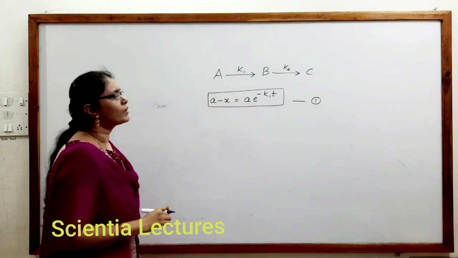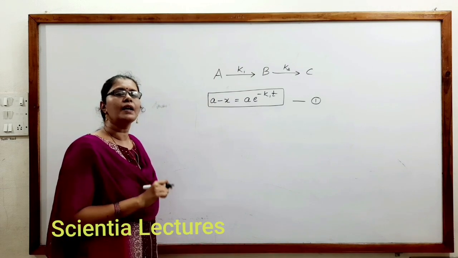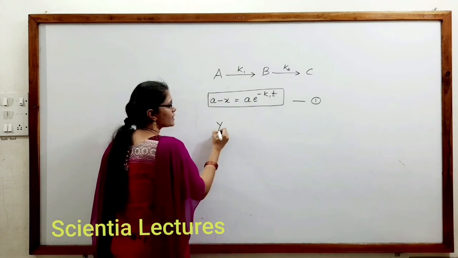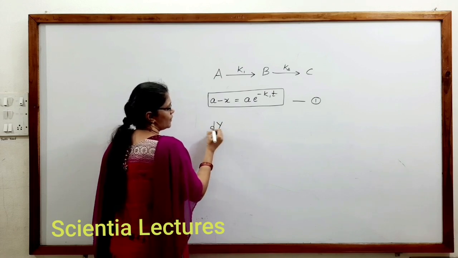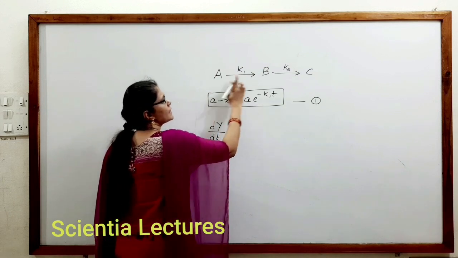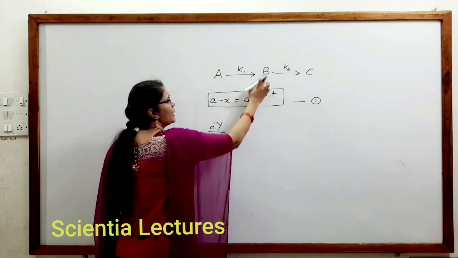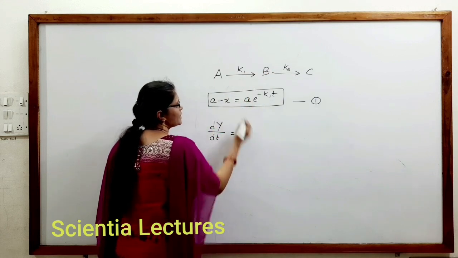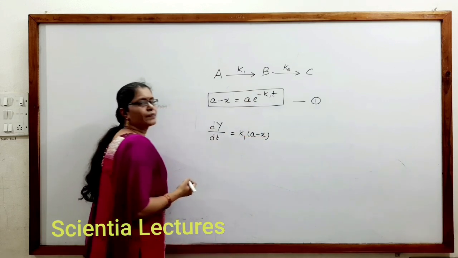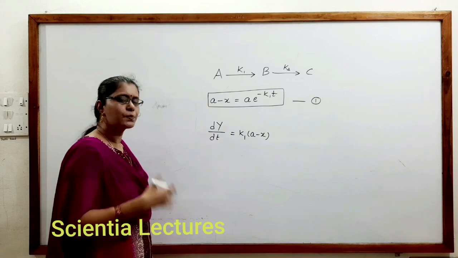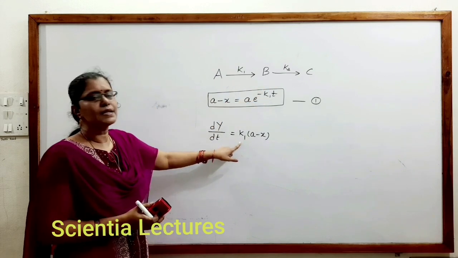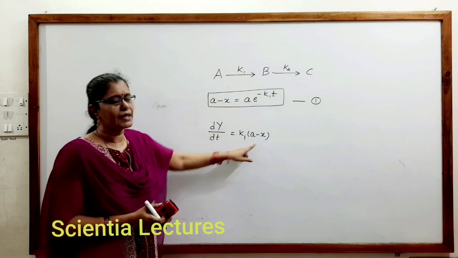We want to find the remaining concentration of B at that instant, which we have taken as y. So dy by dt must be equal to the rate at which B is produced in the forward direction from A to B. That rate of reaction is K1 into a minus x.